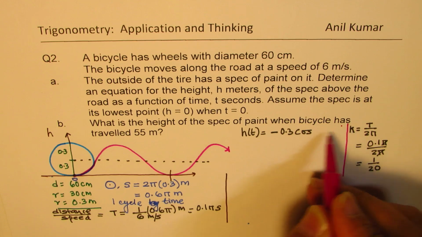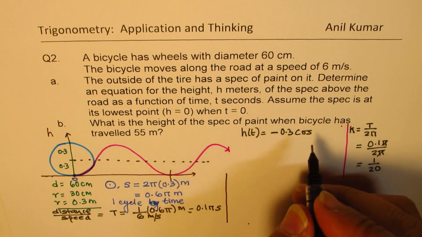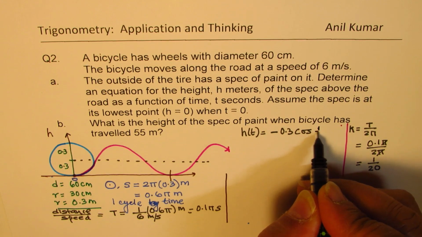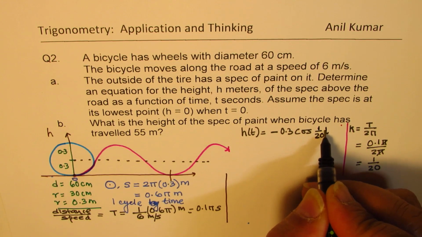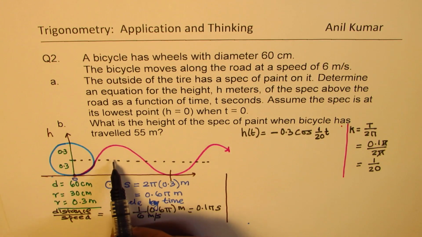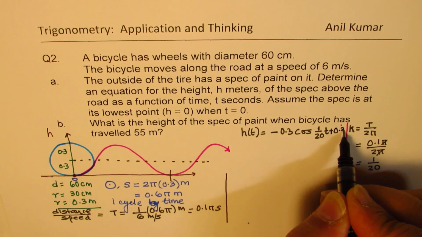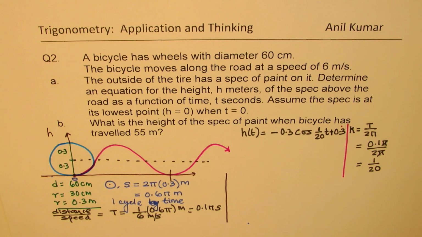Okay. So we substitute this value of k here, which is 1 over 20, right? So we get 1 over 20 t. Plus this is 0.3 above the ground, the axis, so 0.3. So that becomes the equation, correct? So I hope the equation is absolutely clear. So we have squeezed in all the information in this small area.